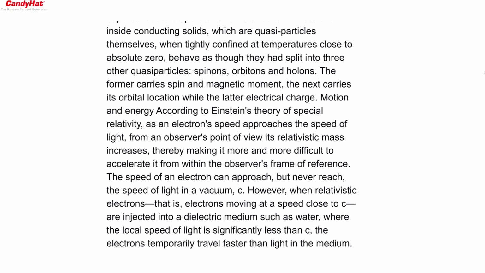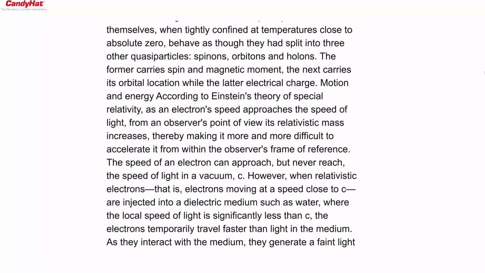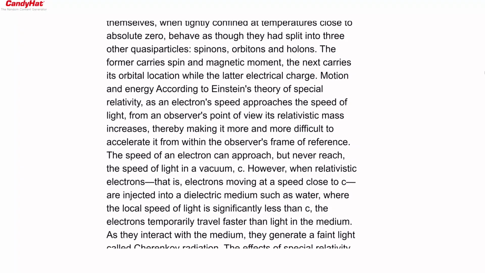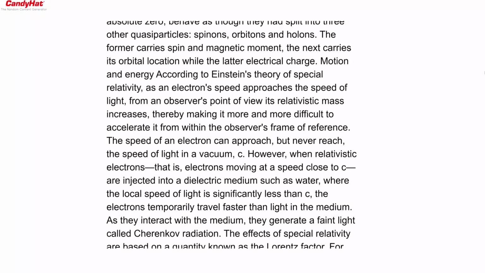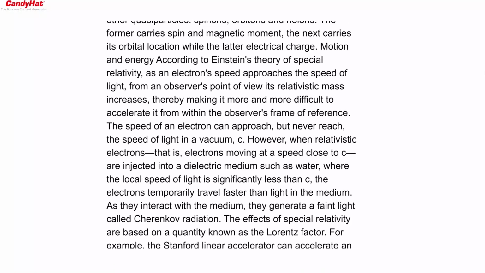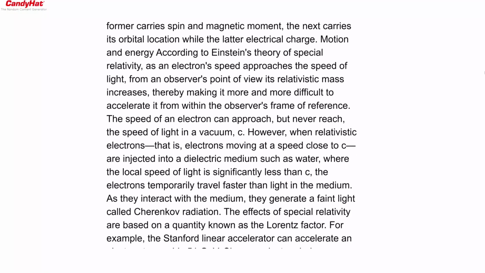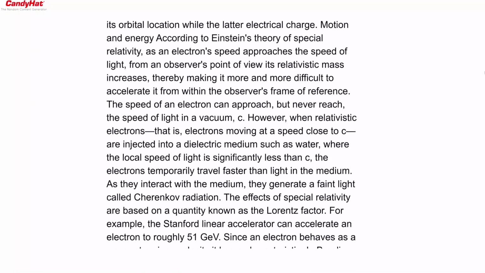Motion and energy. According to Einstein's theory of special relativity, as an electron's speed approaches the speed of light, from an observer's point of view its relativistic mass increases, thereby making it more and more difficult to accelerate it from within the observer's frame of reference. The speed of an electron can approach, but never reach, the speed of light in a vacuum, c.